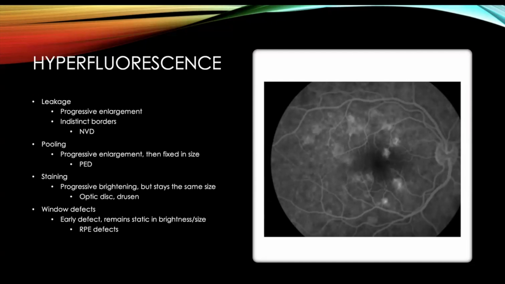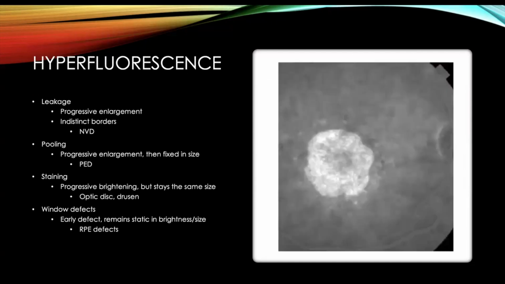And then finally, a window defect. This is where you can see the fluorescein from the choroid behind the retina, and that's why it's so much brighter. So what you can see here is an early defect. This will come out very early because your choroid is what's going to get the fluorescein first. The fluorescein won't run through your retinal vasculature. So where you've got an RPE defect, you'll see that early, and it will remain very static in its size and brightness because it's essentially just a defect of the RPE. So it's a window through to the choroid.